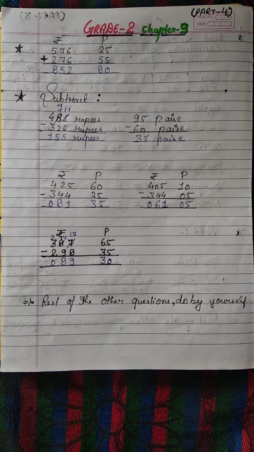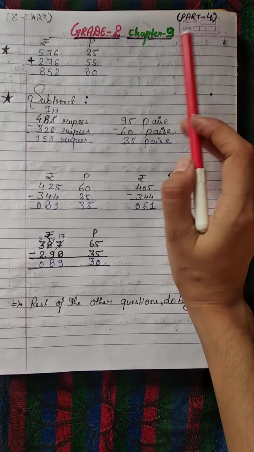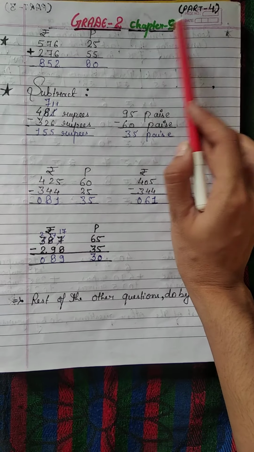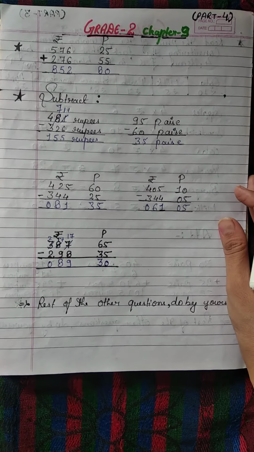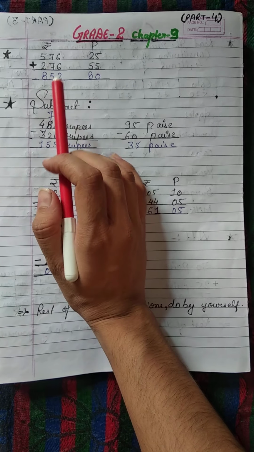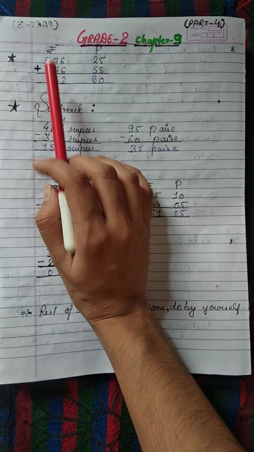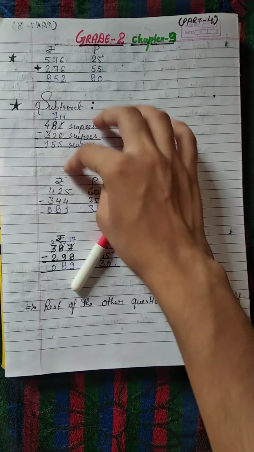How are you all? I hope you all are good, you all are fine. Class, this is part 4 of chapter 9. You can say that this is the last part, okay? So, in this, first of all, we will do addition based on rupees and paise, okay?